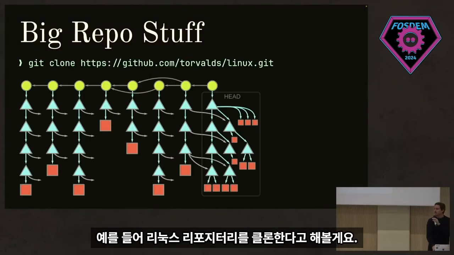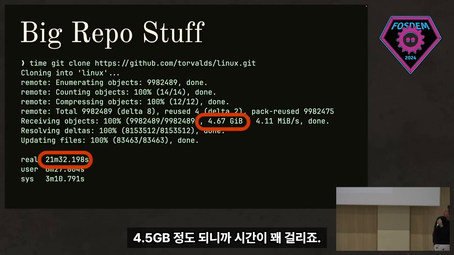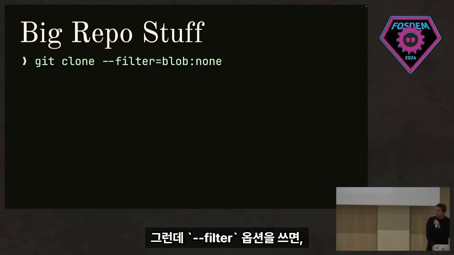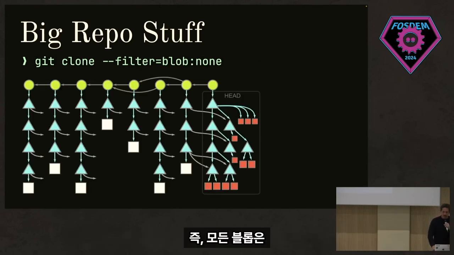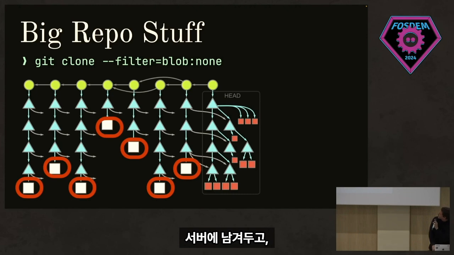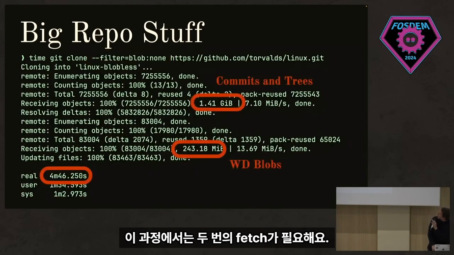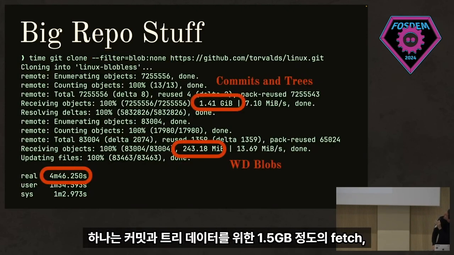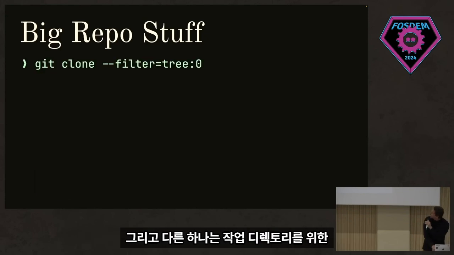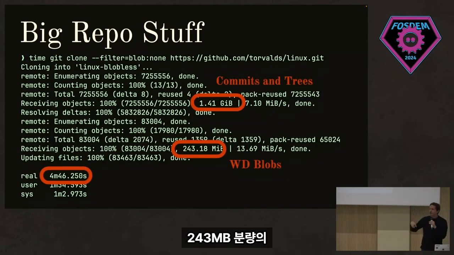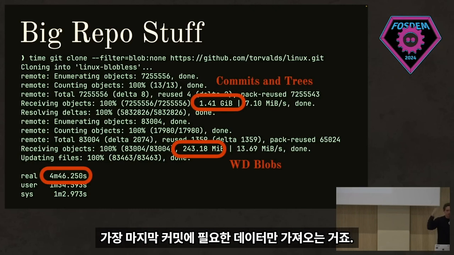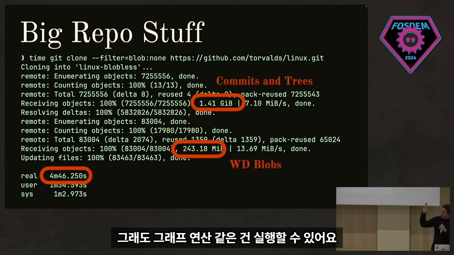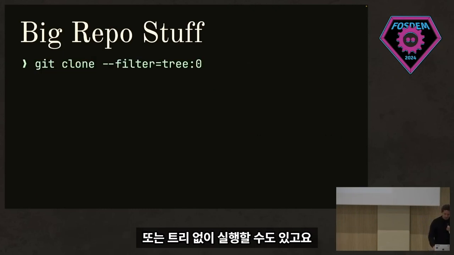So if I clone, let's say the Linux repository, it takes a while because it's 4.5 gigabytes. If I say filter, I can filter out blobs. So it downloads everything except blobs. And so all of those are left on the server, but it downloads all the commits and trees. And it has to do 2 different fetches for this. One is the 1.5 gigabytes of commits and trees, and then the other one is the 243 megs of the working directory blob so that it can put something in my working directory. So it just takes the data I need for the very last commit. But I can still run graph operations and all of that.